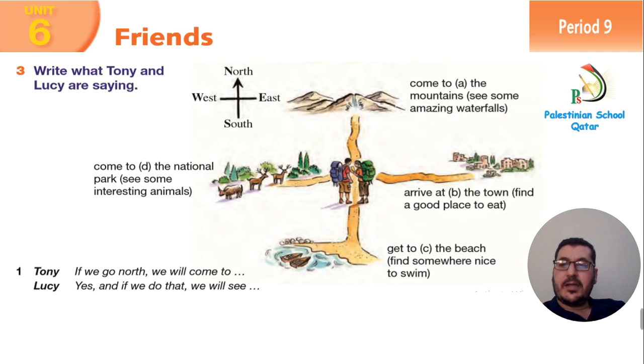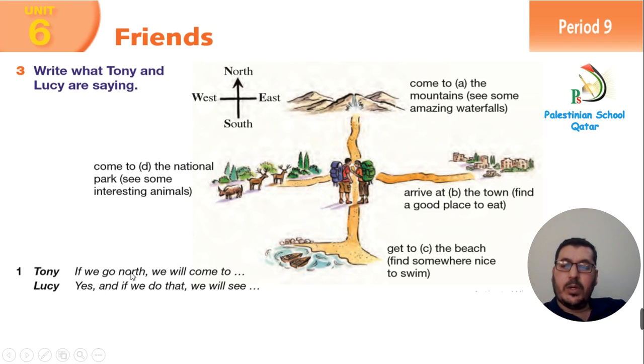We come to the third exercise. Write what Tony and Lucy are saying. Here we have the directions north, south, east, and west. And this is Lucy and Tony in the middle of the road, and they are thinking whether they go north, south, east or west. What will happen? What will they find?